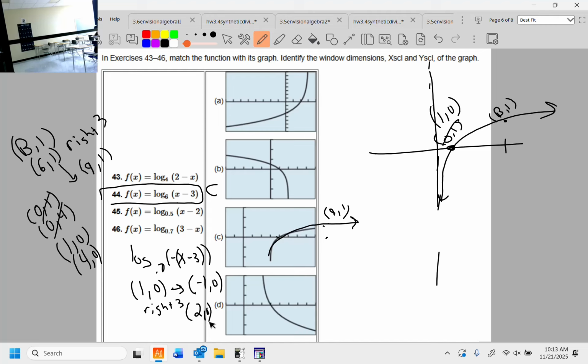But I'm going to leave 43 and 45 to you. 45 is pretty easy. You just shift the graph right on the x. Like that one's pretty easy.